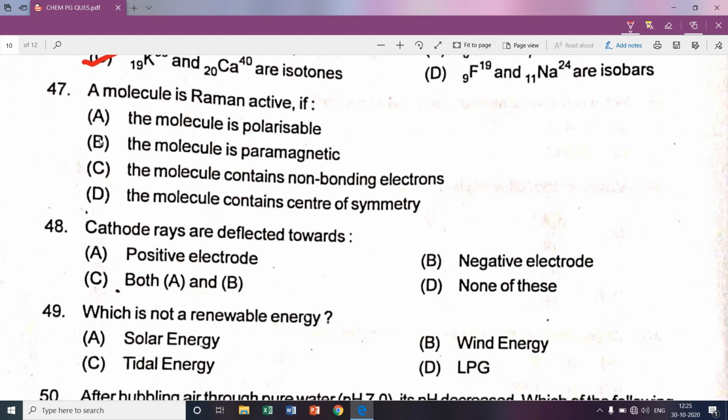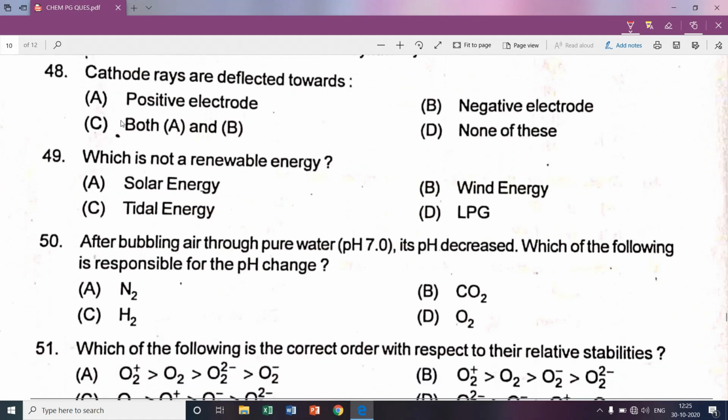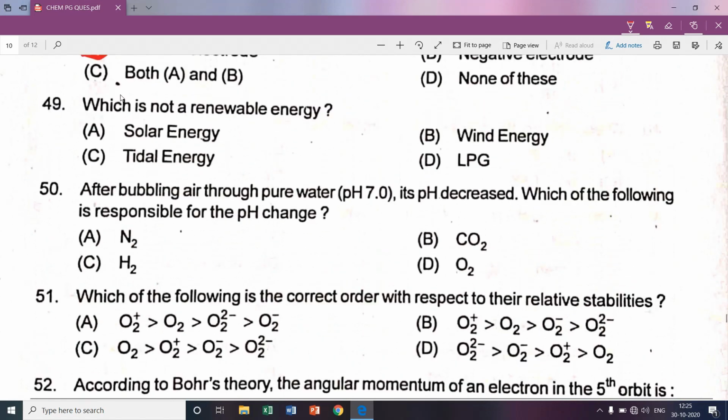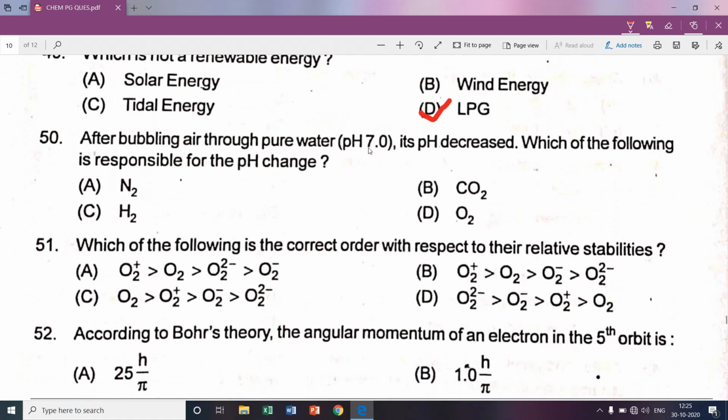Question 47. A molecule is Raman active if the molecule is polarizable. Option A is the right answer. 48. Cathode rays are deflected towards positive electrode. Option A is the right answer. 49. Which is not a renewable energy? LPG is not a renewable energy. Option D is the right answer.